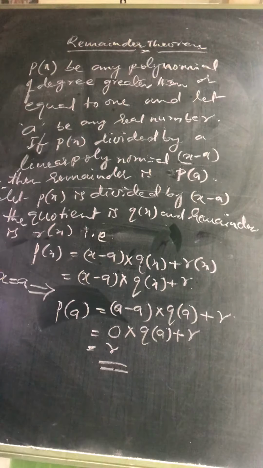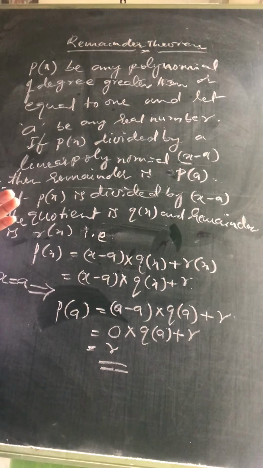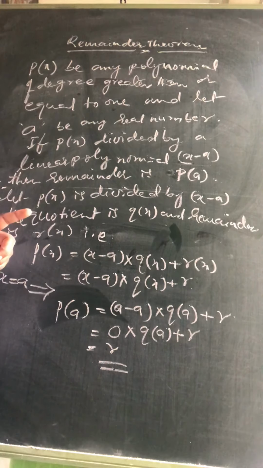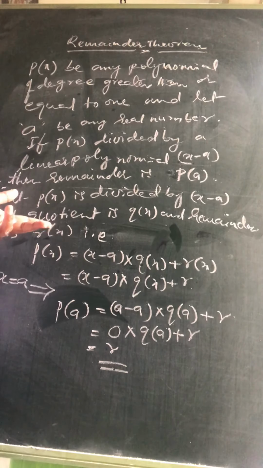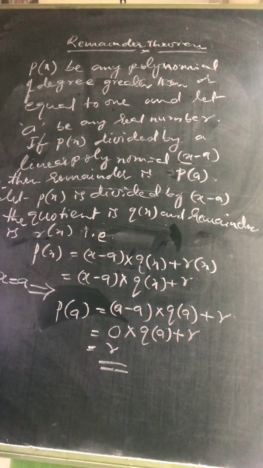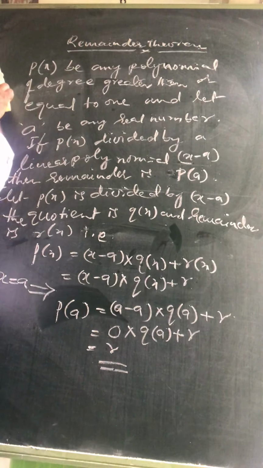So this is the way to find the remainder when we divide a polynomial by a linear polynomial. This cannot be applied if the divisor is quadratic or cubic. The dividend can be any polynomial, either quadratic or cubic or biquadratic or with any power, but the divisor must be a linear polynomial. Okay, now we can take an example based on this.